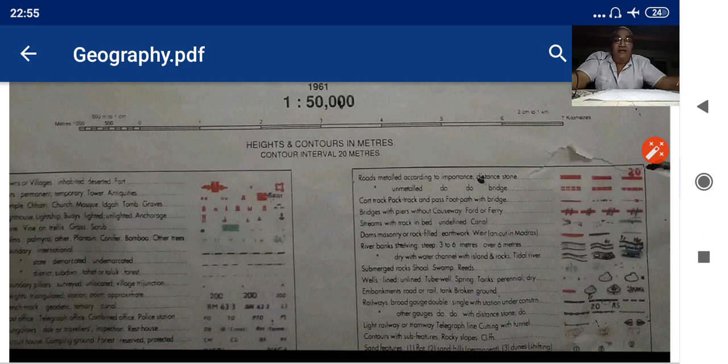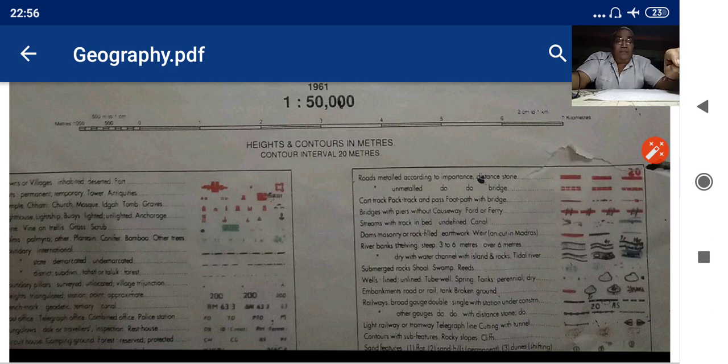This scale further can be explained as 1 centimeter equals 500 meters. If you convert 50,000 centimeter into meter, 100 centimeter equals 1 meter, so if you divide by 100, it will come 500 meters, or 500 meter is equal to half kilometer. 1 kilometer has 1000 meters, or we can say 2 centimeter to 1 kilometer. This is the scale of a topo sheet. This is very important. Many questions are based on this scale on the topo sheet.